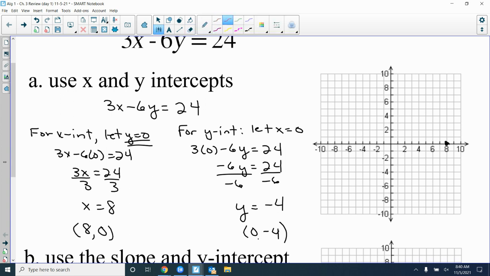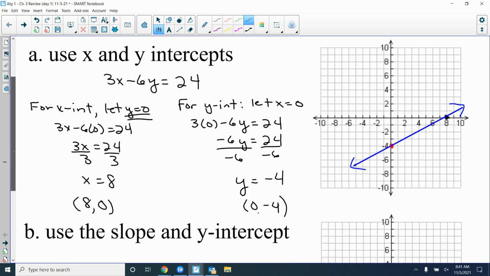Eight zero, and what's the other one? 0, -4. And then we draw the line. Guys, make sure when you draw the line, you go past the points, and there are arrows on both sides. All right, there it is right there.